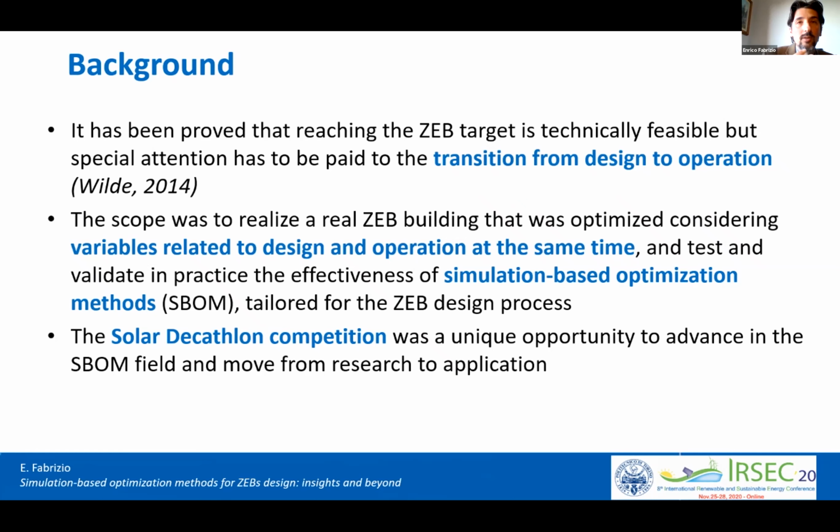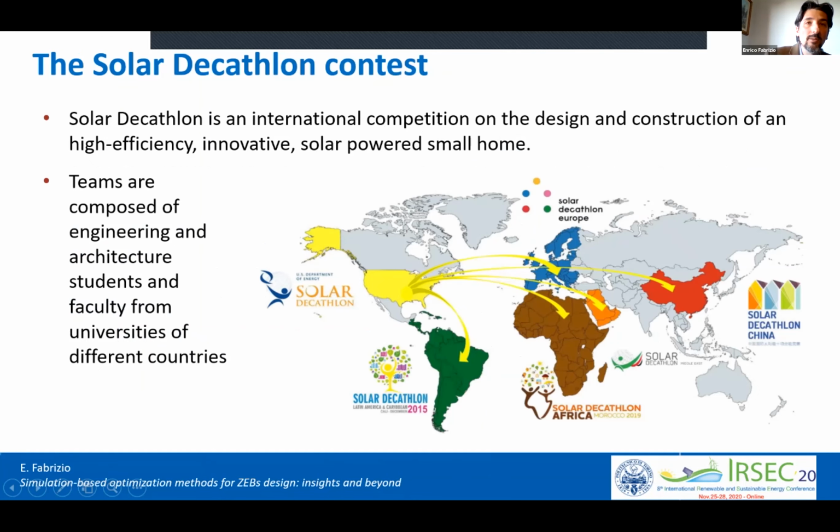Within the large work that there is around a Solar Decathlon competition, I would like to present here the work we did to optimize the prototype of the building, considering variables related to the design and variables related to the operation of the same building, exploiting the capabilities of simulation-based optimization methods. It was a unique opportunity to apply this in practice in this context.